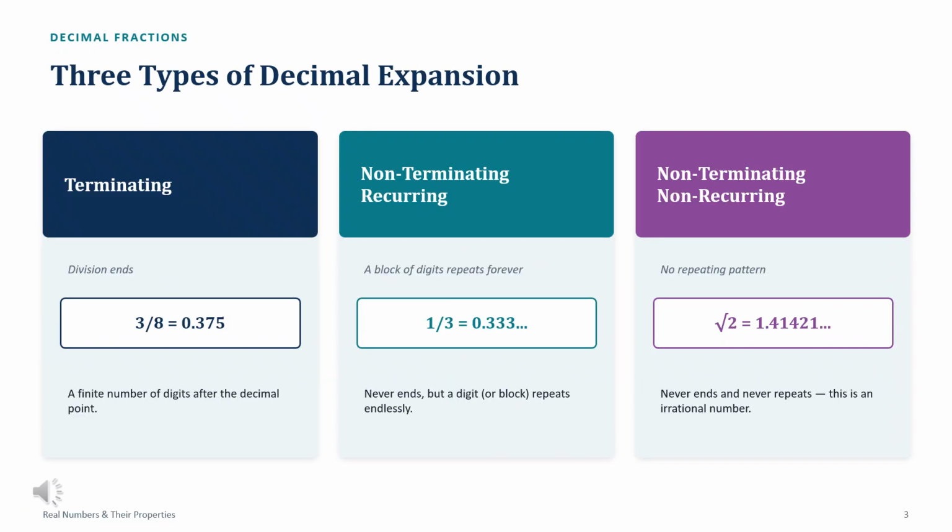Every decimal number falls into one of 3 categories. A terminating decimal is one where the division simply ends, like 3 divided by 8, which equals 0.375. A non-terminating recurring decimal never ends, but a digit or block of digits repeats forever, like 1 divided by 3, which equals 0.333 repeating. And a non-terminating, non-recurring decimal never ends and never settles into a repeating pattern, like the square root of 2. That last type is what we call irrational, and we'll get to that shortly.